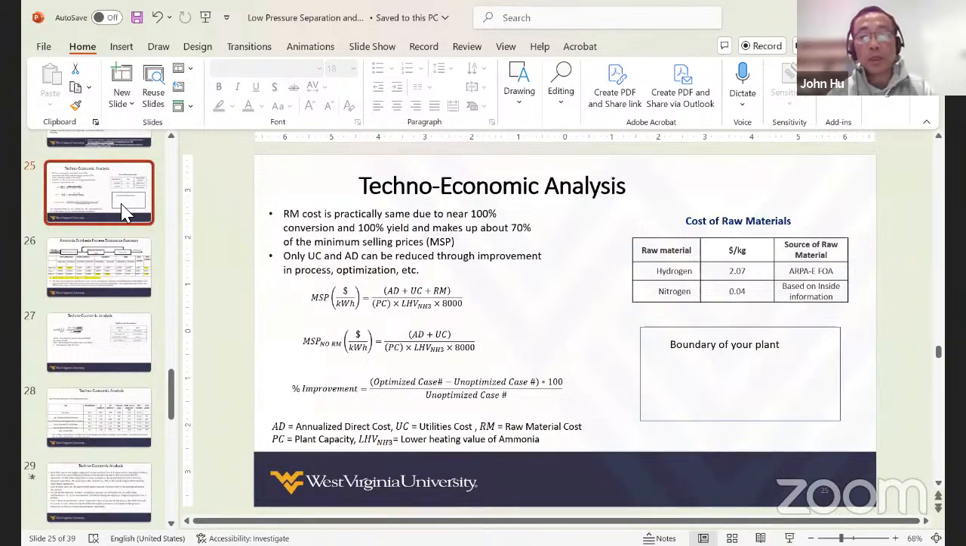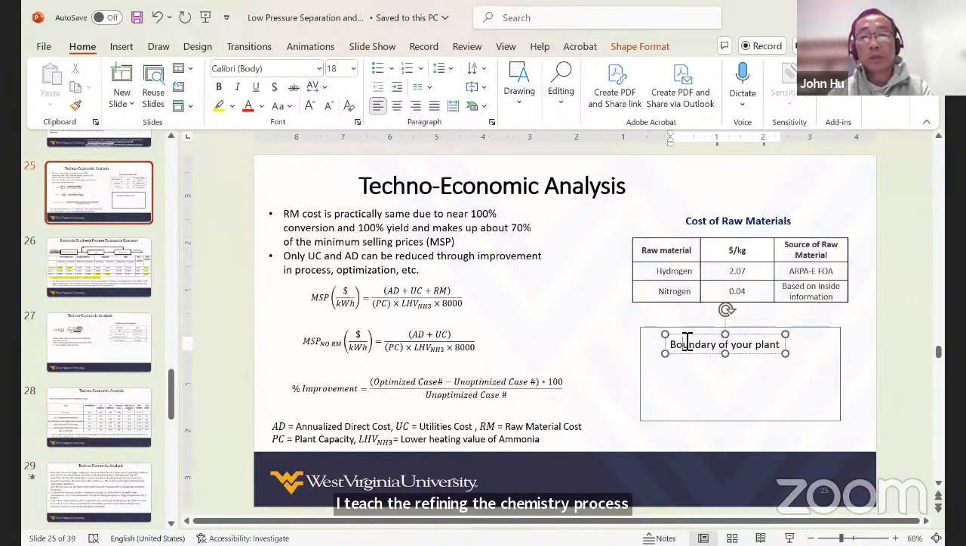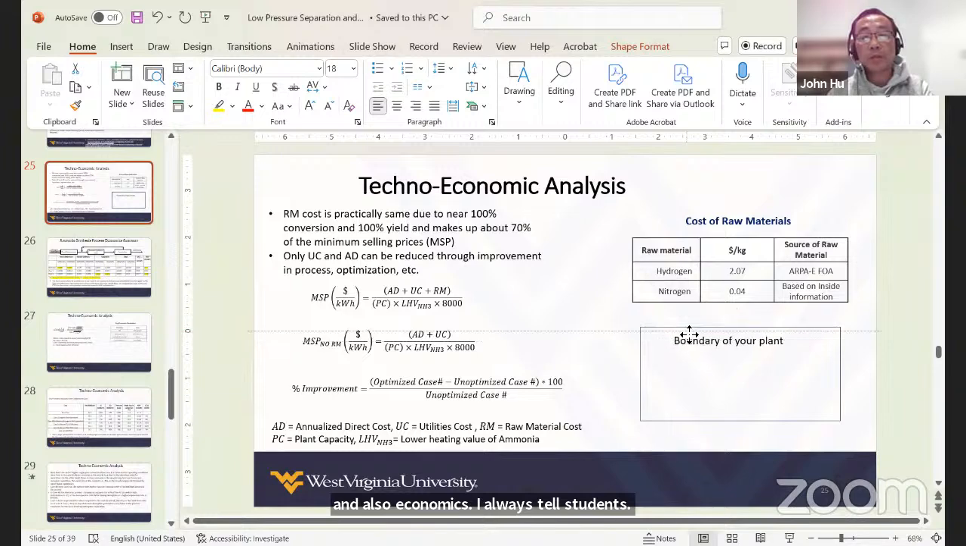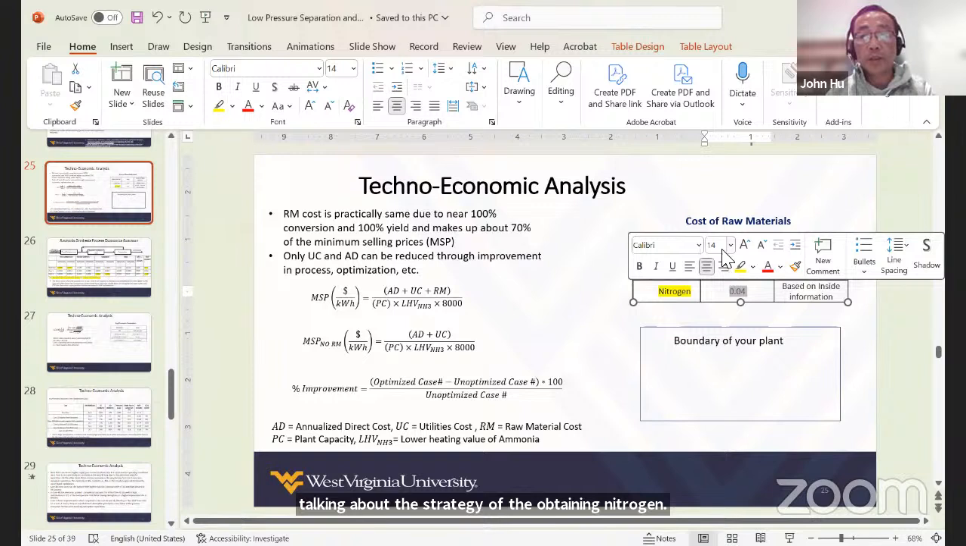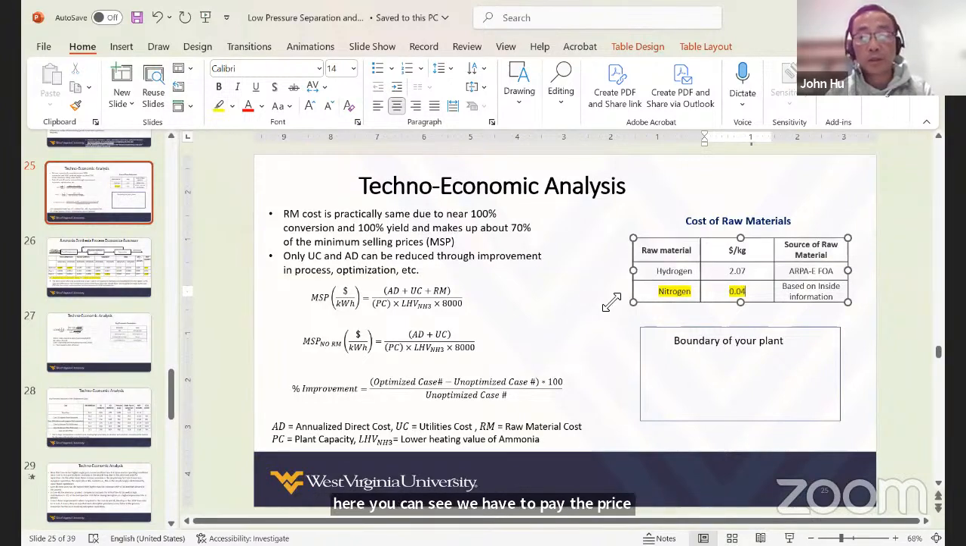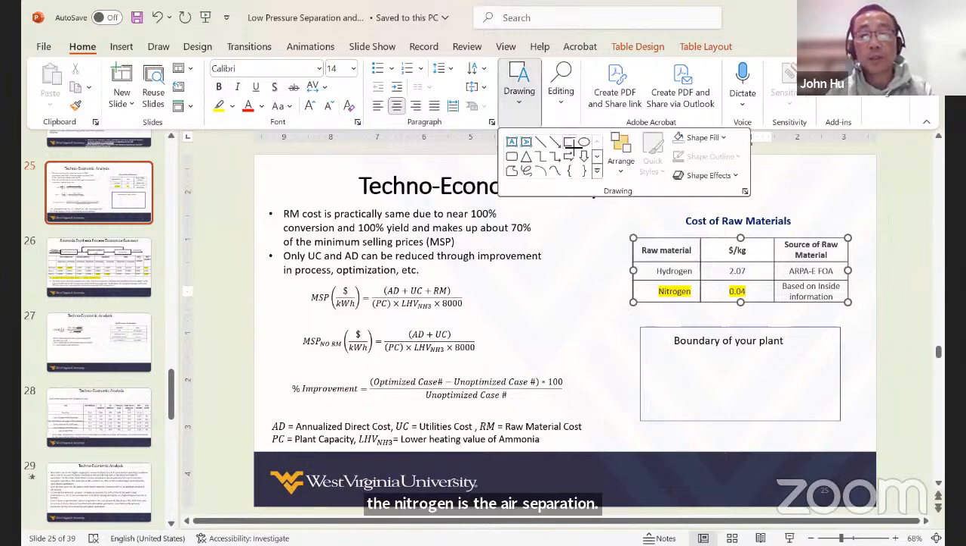I used to teach refining chemistry and process and also economics. I tell students that when you build a plant, you can't build everything. You have to consider what other people can help you with. I'm talking about the strategy of obtaining nitrogen. Here you can see we have to pay the price of nitrogen from the air separation. There are two ways you can handle this.